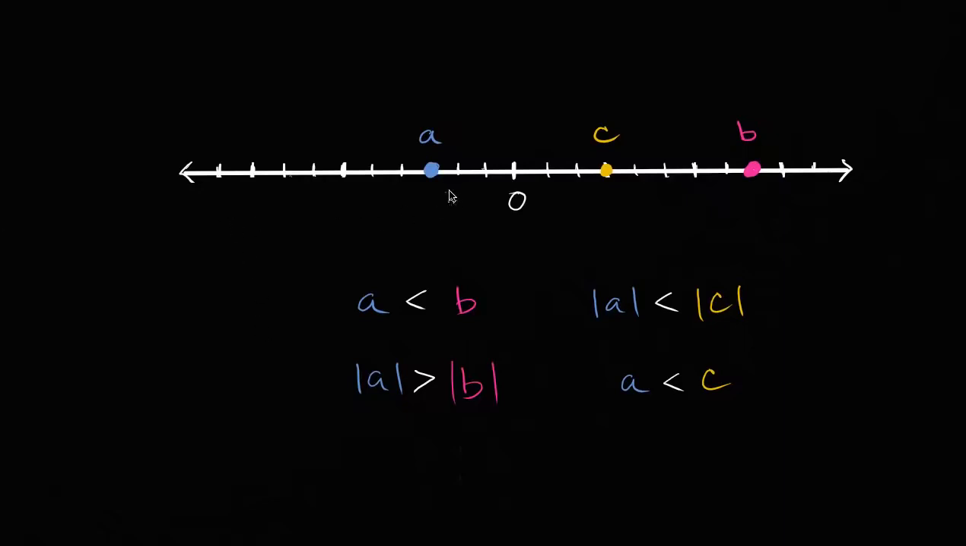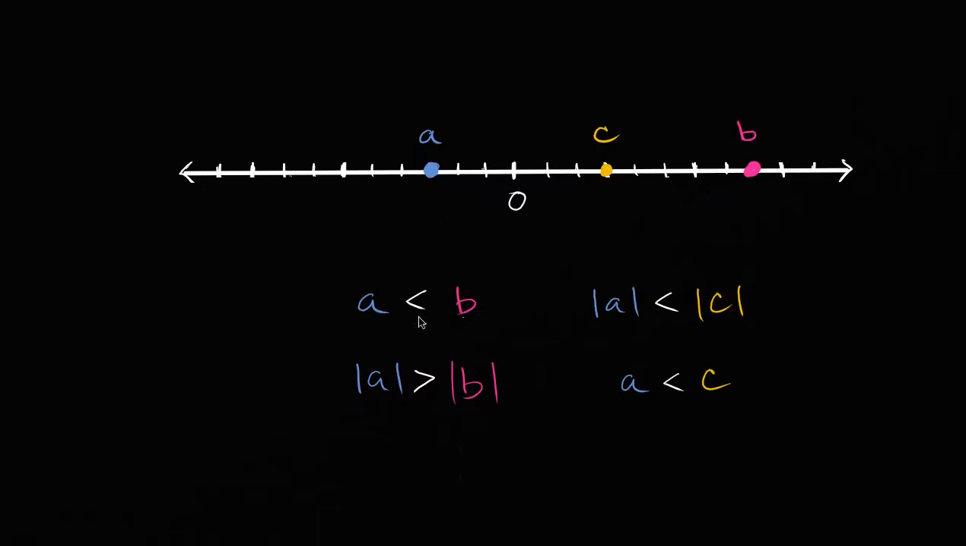What I have here are three numbers plotted on the number line. We have the number A, the number C, the number B, and then we have four inequalities that involve absolute value. What I want to do is figure out which of these inequalities are true given where A, C, and B are on the number line. And I encourage you to pause the video and try to think through it on your own.